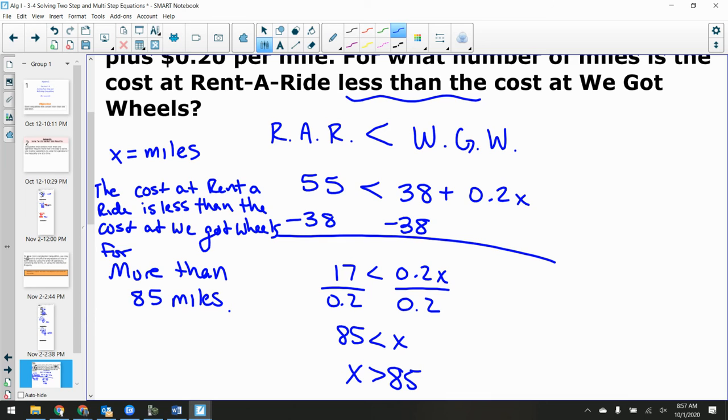Okay, so what does that mean? That means that if I drive 86 miles, then the cost of Rent-A-Ride is going to be less than the cost of We Got Wheels. If I drive 80 miles, then this is no longer true, right? And the cost of Rent-A-Ride is going to be bigger than the cost of We Got Wheels. So there's that threshold where one is going to be overbalancing the other.